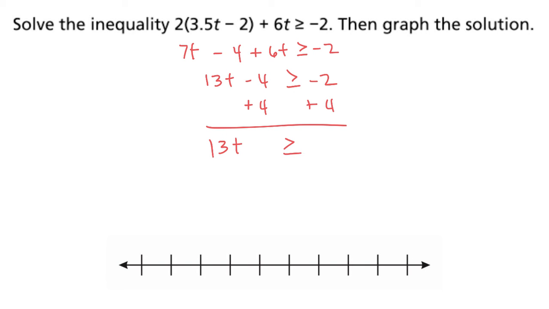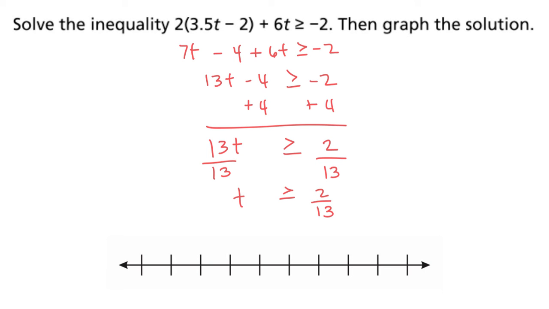13t will be greater than or equal to positive 2, and now I can divide both sides by 13. So this comes out as a fraction. t is greater than or equal to 2 over 13.